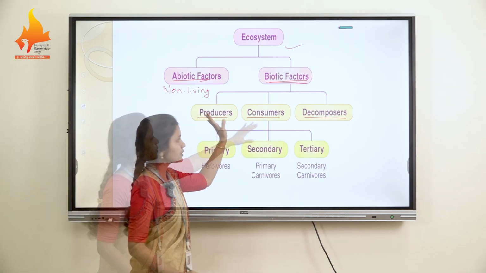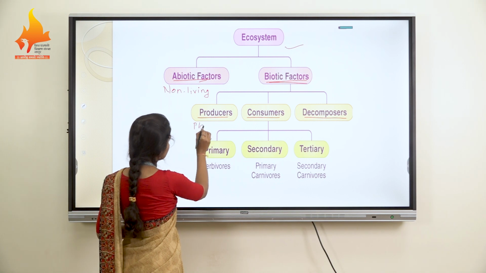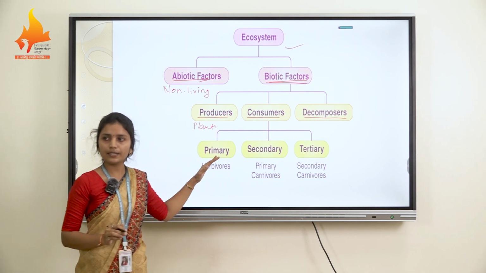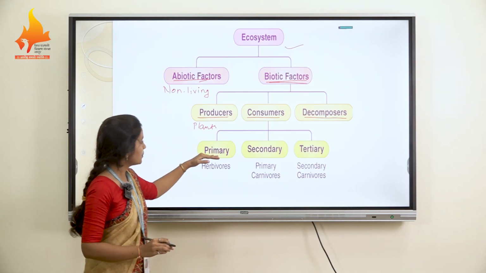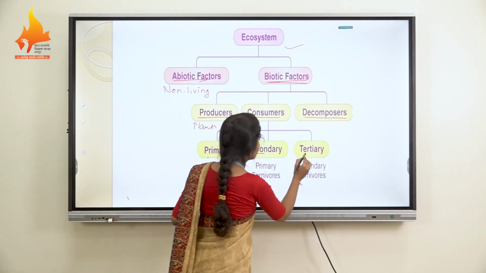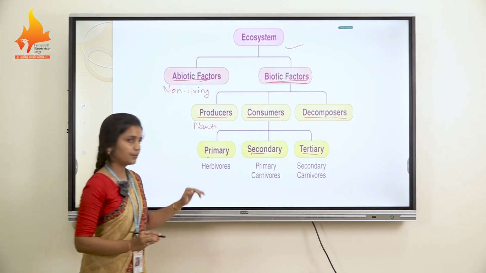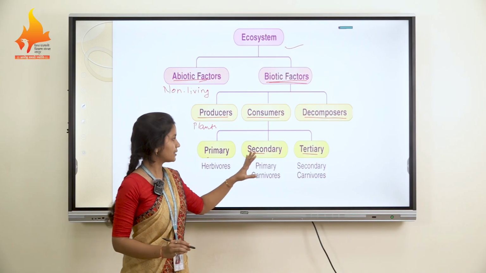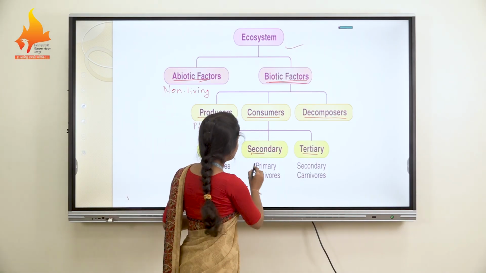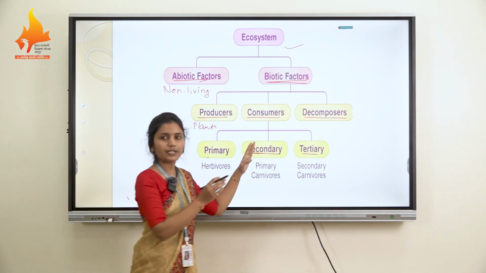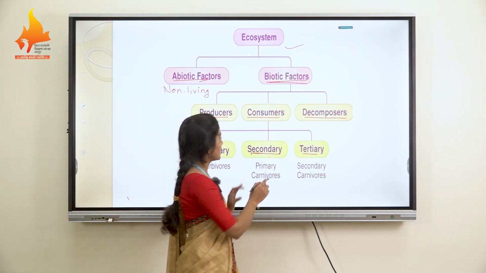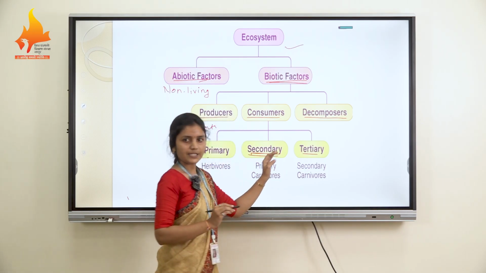Okay, and the producers are the plants. Consumers are again divided into three types, that is primary consumer, secondary consumer and tertiary consumer. Primary consumer means the herbivorous organism is called a primary consumer. Secondary consumer means what? Those which depend upon the primary consumer, and tertiary consumer means those organisms which depend upon the secondary consumer.